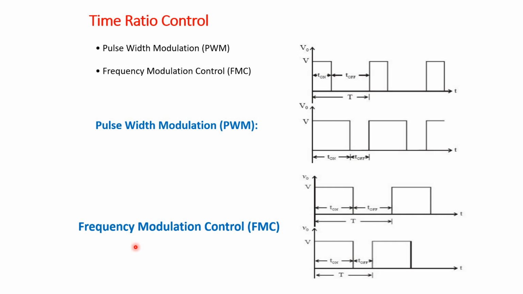In the case of frequency modulation control, the time period T is varied while keeping either T on or T off constant. In this method, since the time period gets changed, the frequency also changes accordingly.